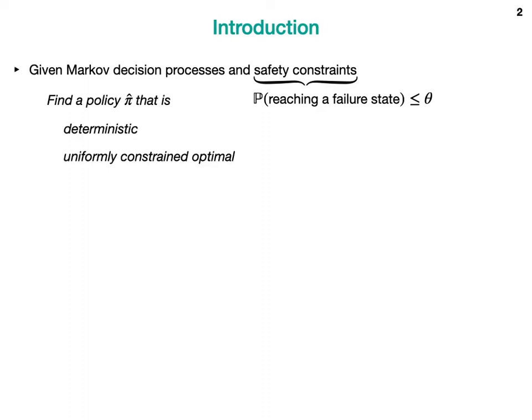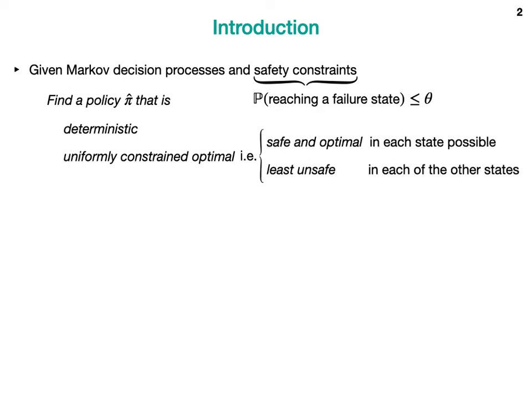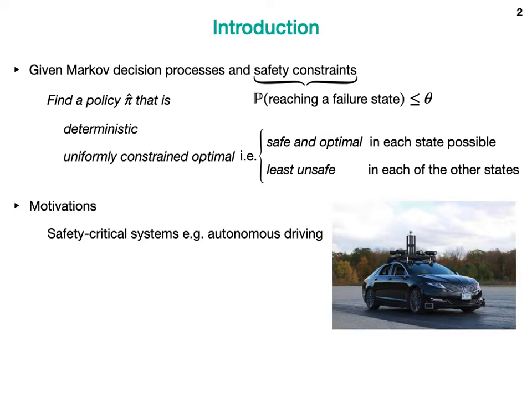Specifically, we try to find a policy that is deterministic and uniformly constrained optimal, meaning that in every state, an agent should choose a safe optimal action, or if no safe action exists, the least unsafe action. This problem arises naturally in safety critical systems such as autonomous driving, where it is required to maximize performance while bounding the probability of hazards in all states.